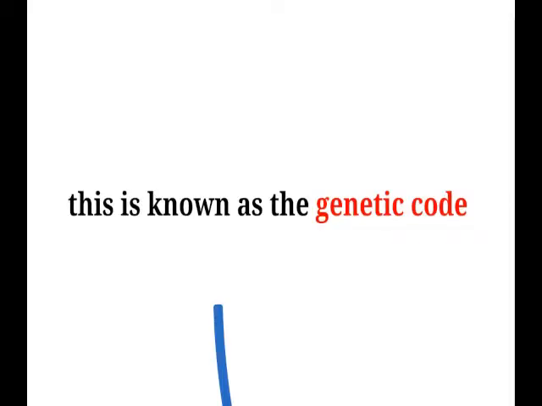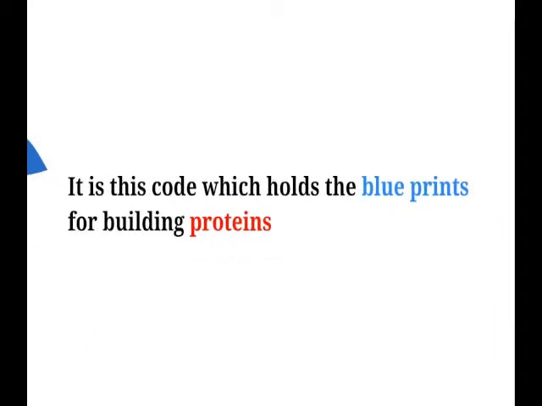The different patterns that this code makes determine hair color, eyes, shape of your body, size, weight, all the things that make you what you actually are. It is this code also which holds the blueprints for building proteins. And proteins, if you remember, are the building blocks to all parts of the cell.